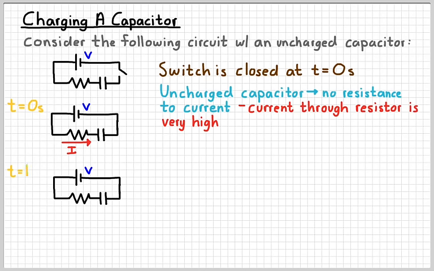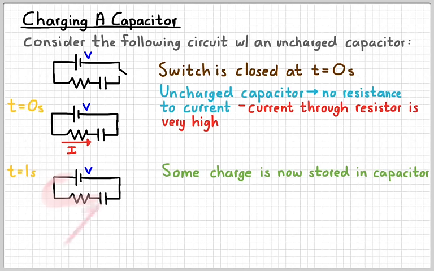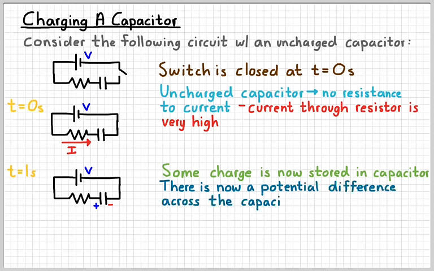If we go a second later, now the capacitor is going to be collecting some charge. Positive charges, which are moving from the positive end of the battery to that side of the capacitor, are going to collect on that side of the capacitor, and negative charges are going to collect on the other side. At time t equals 1 second, your capacitor charge might look like that. Now there's a potential difference across the capacitor. We're going to call that V subscript C.